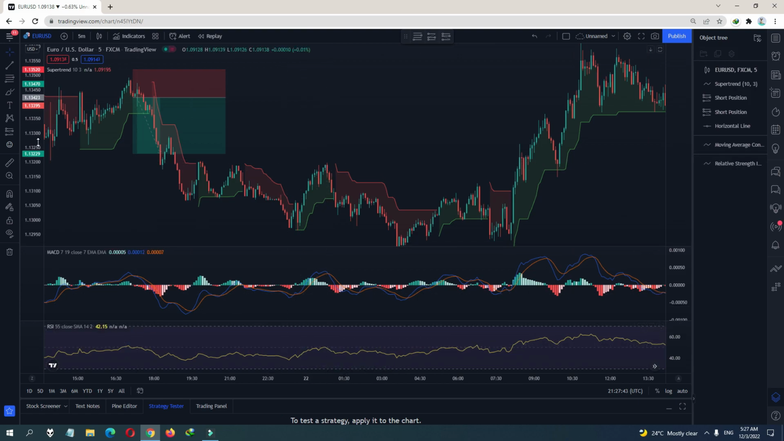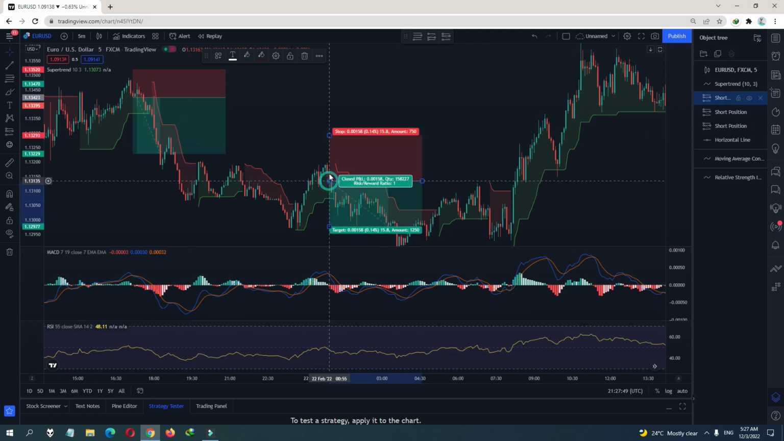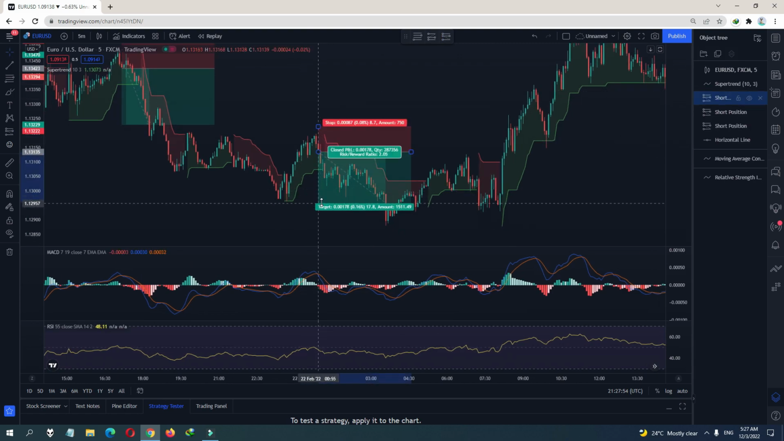If you don't understand, just ask me questions, just comment down below. Your stop loss may be right there, so target 1 to 2 or whatever.